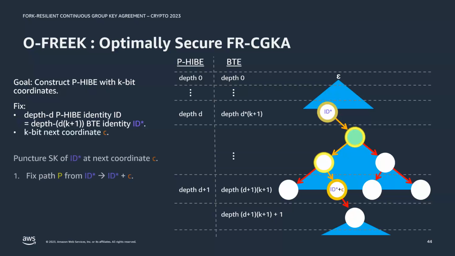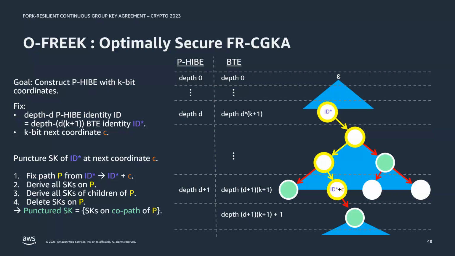Okay, so the first thing you do is you find the node that corresponds to ID plus C. Right? So now you have ID star, and then you have ID star plus C. You want to somehow puncture. So okay, you find the path that leads from ID star to ID star plus C. You derive the secret keys down this path. And then you derive the keys for any sibling nodes on this path, right? So the co-paths, so to speak. And finally, you just delete the secret keys on the path itself. Whatever's left, you collect into a set of secret keys, and that's called the punctured secret key. So it's actually a collection of secret keys for different BTE identities.